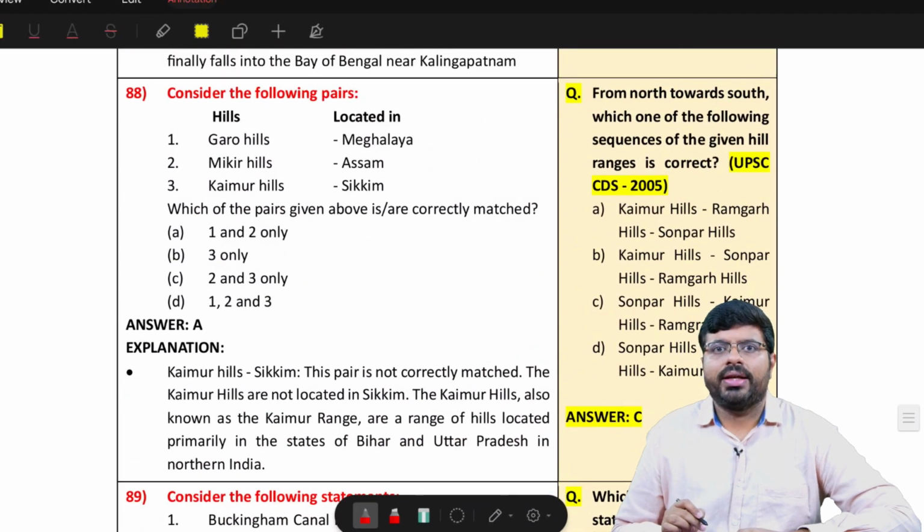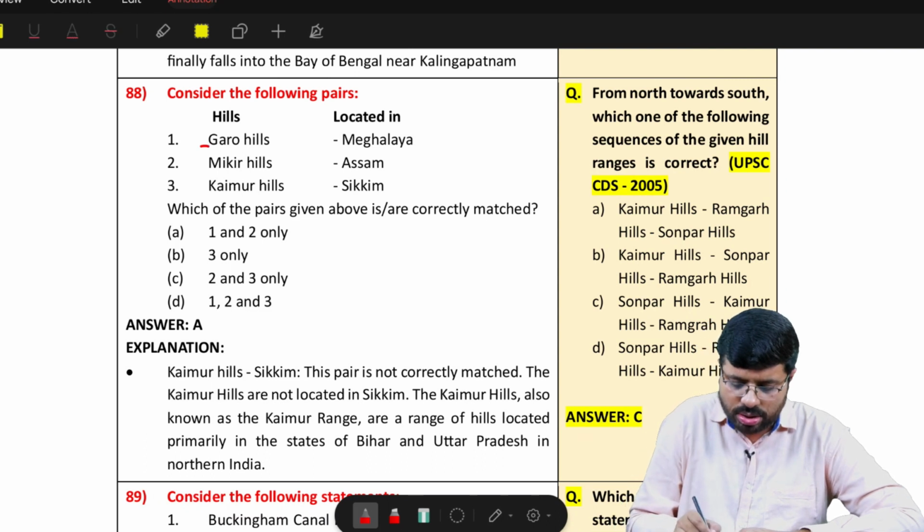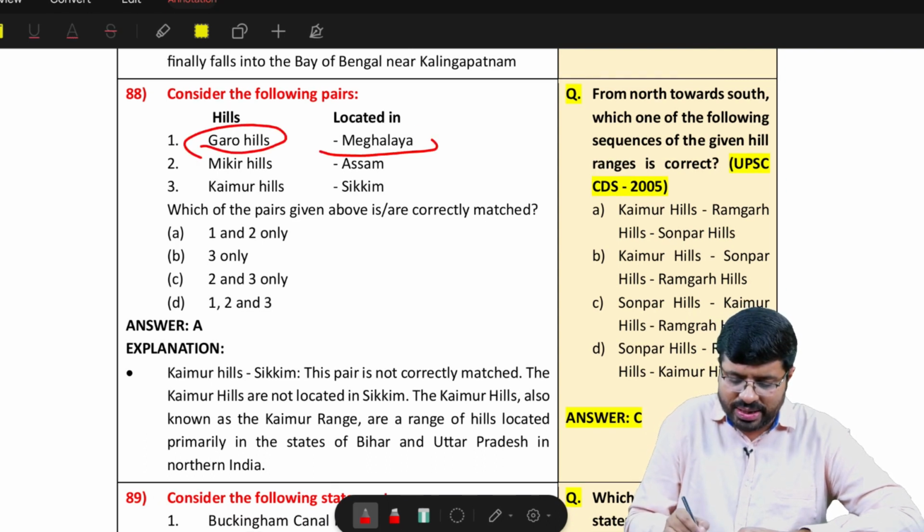Then question number 88. Now very basic question here. Garo Hills, Meghalaya. Obviously it is right.